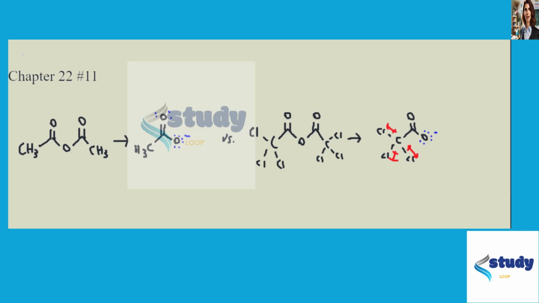And so as a result of that, it's going to impart a pretty high degree of stability to this conjugate base or leaving group, whatever you prefer to think of it as. And since that's going to make it weaker, it's going to make it more stable, and that is going to make the trichloroacetic anhydride more reactive. Okay, and that's the answer to Chapter 22, problem number 11.